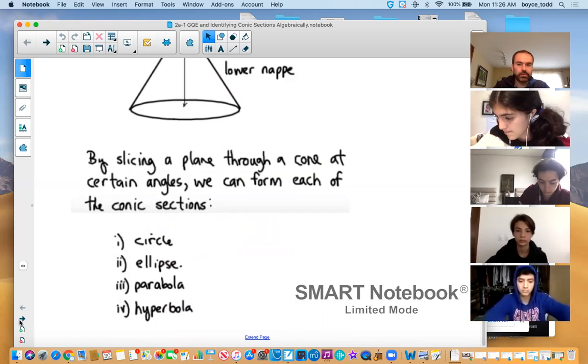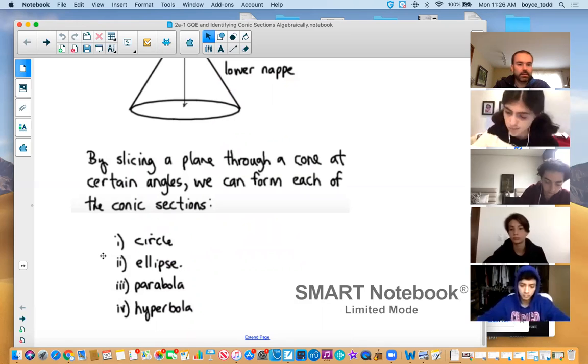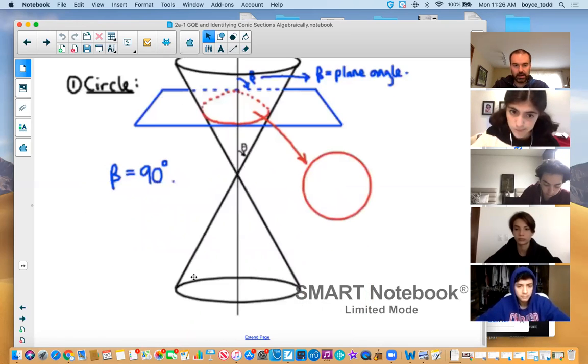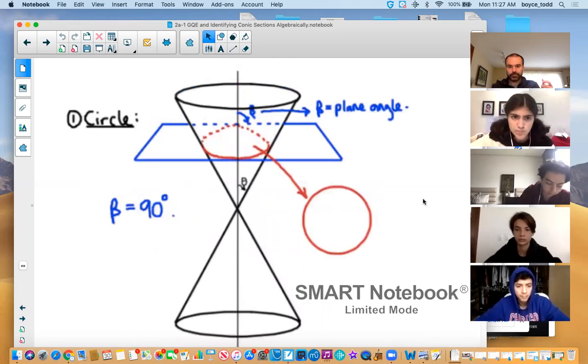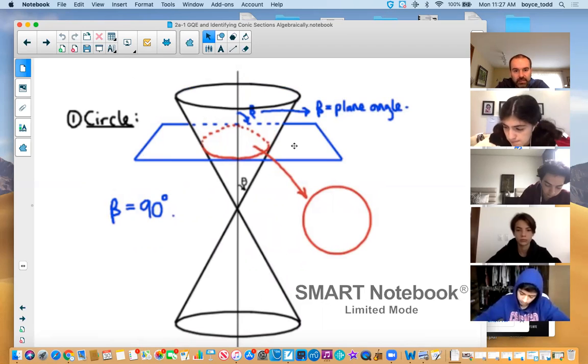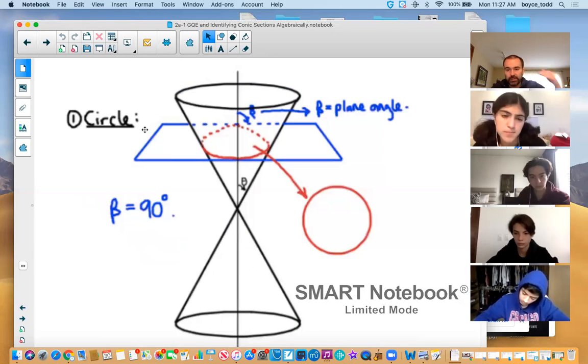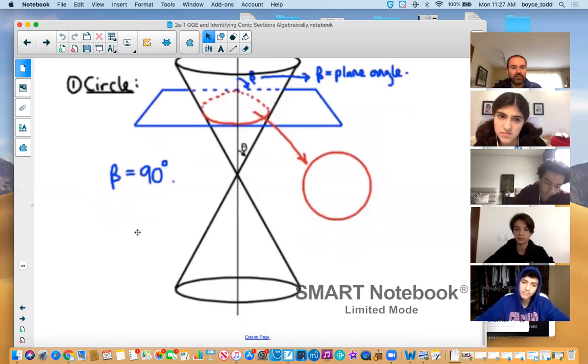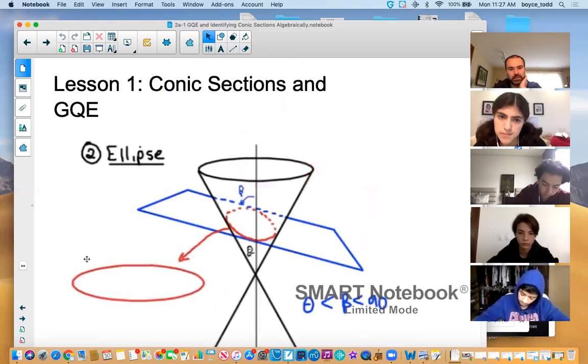So let me show you one by one. I wouldn't say that you need to sit and try to draw each of these if you're taking notes, because I'm going to post this, but just have in mind, if you cut a plane through it and it's parallel with the ground or the bottom of the cone, then that's going to create a circle. Okay. So that's our first one. And we'll get into the equations for each one.